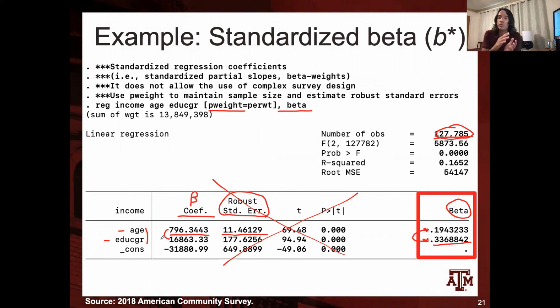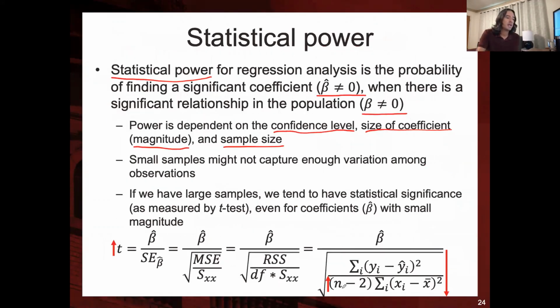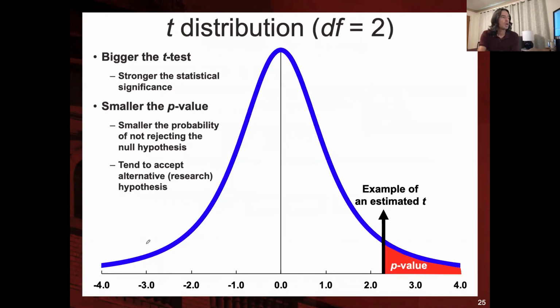So I have to be careful. I have to analyze both. I have to understand the magnitude from here, or ideally from here, and also the statistical significance. What I'm emphasizing here is that large samples can give you large statistical significance even when your coefficient is really weak, okay? Same thing as the previous class, a bigger t-test will generate a stronger statistical significance, and the smaller the p-value, the smaller the probability of not rejecting the null hypothesis.